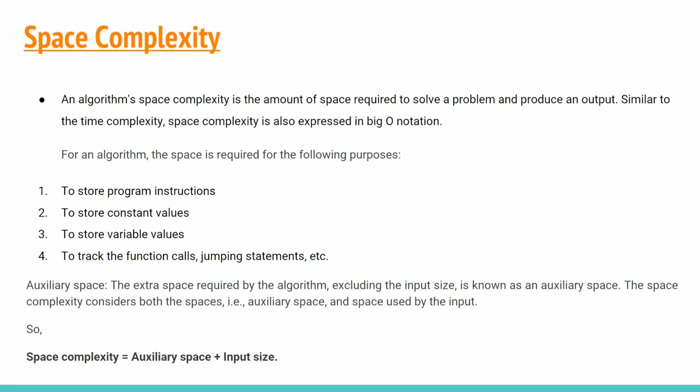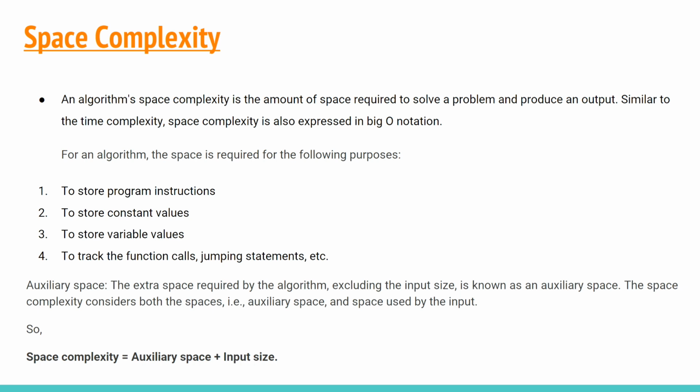Then the space complexity. An algorithm's space complexity is the amount of space required to solve a problem and produce an output. Similar to the time complexity, space complexity is also expressed in big O notation. For an algorithm, the space is required for the following purposes: to store program instructions, to store the constant values, to store the variable values, and to track the function calls, jumping statements, etc.